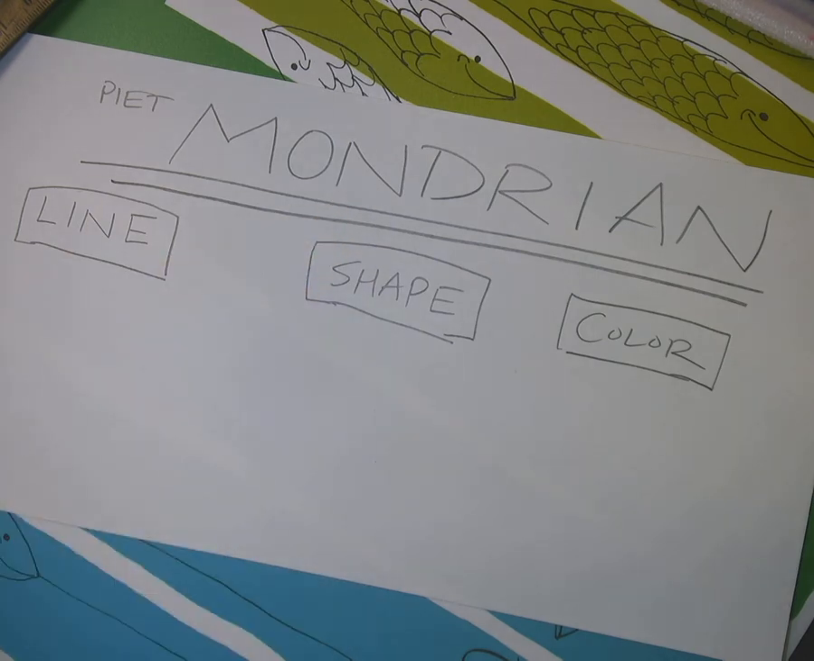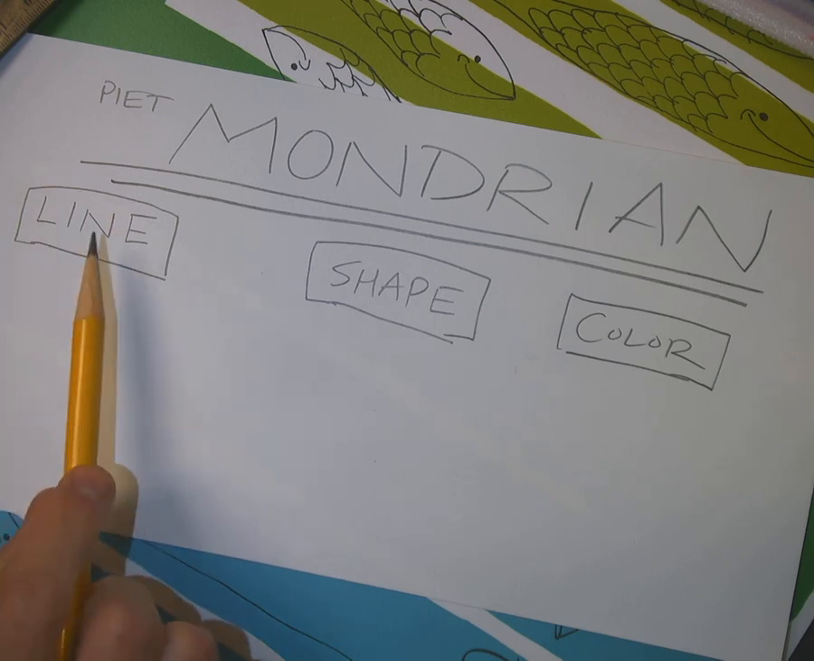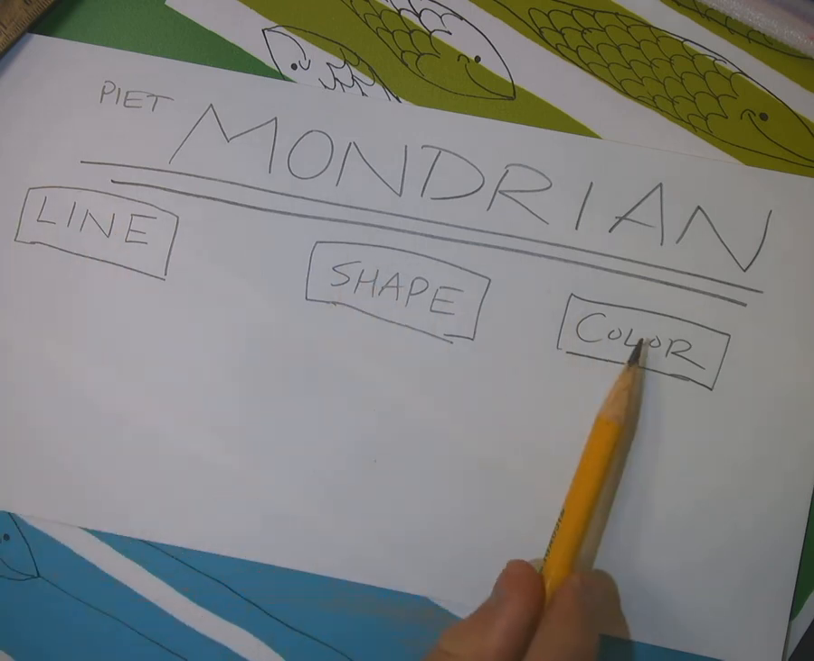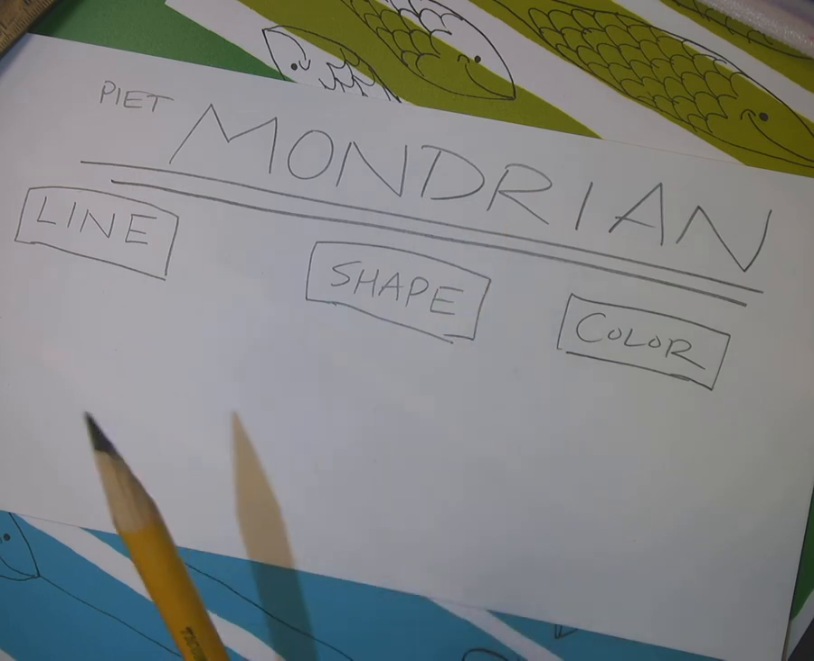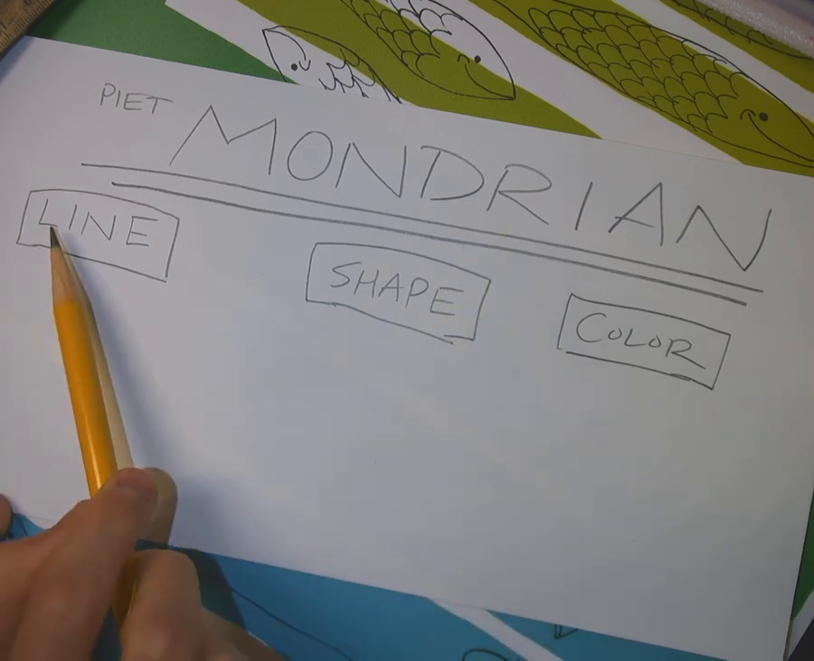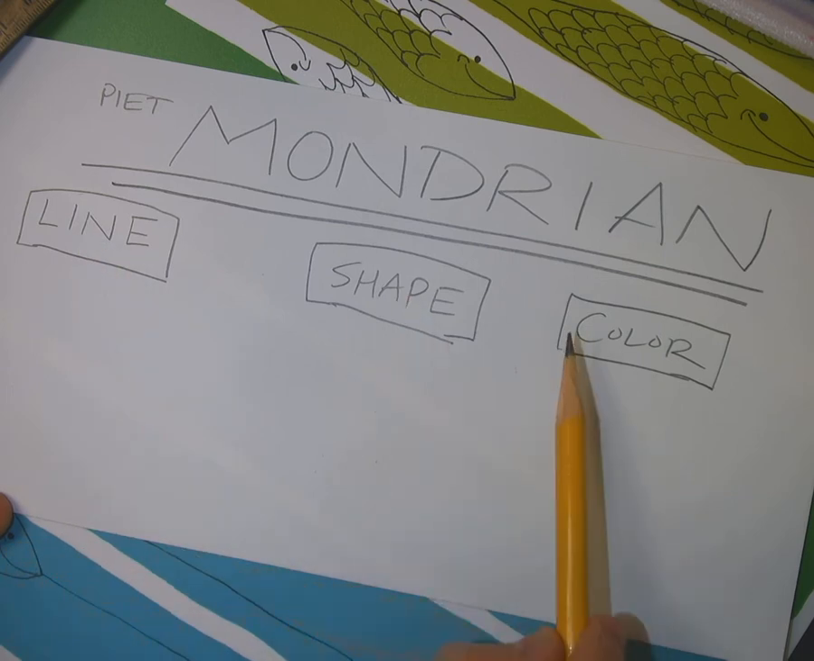Mondrian is from the country of the Netherlands, which means he is Dutch. And actually, my family comes from the same country too. We are going to also talk about three elements of art that Mondrian was an expert at, and you'll be an expert on too. Those are line, shape, and color.